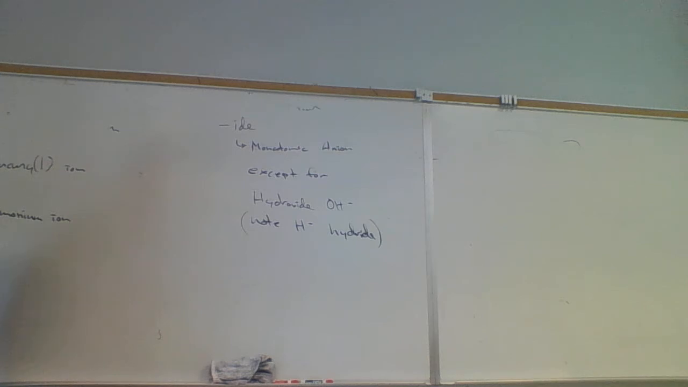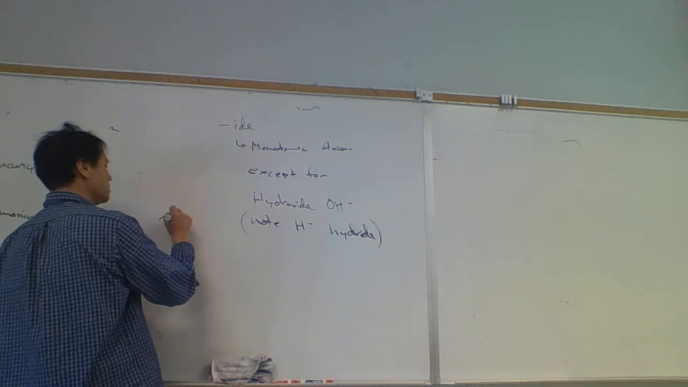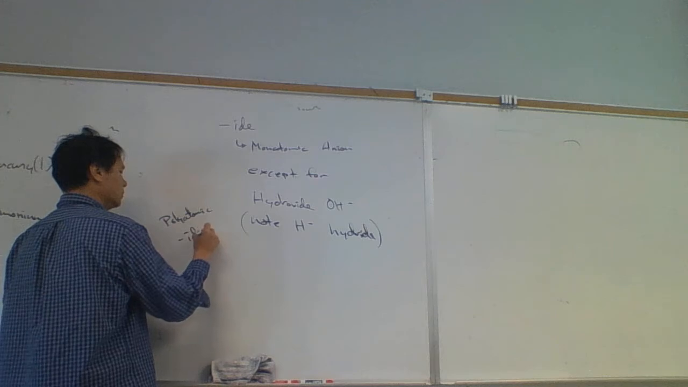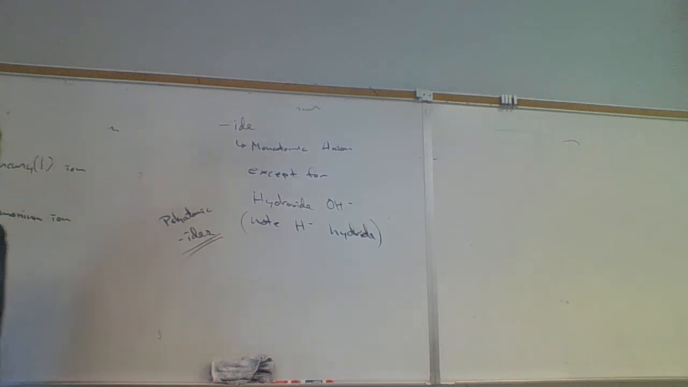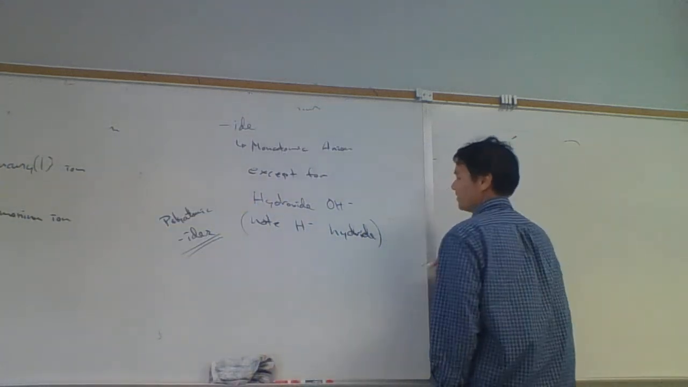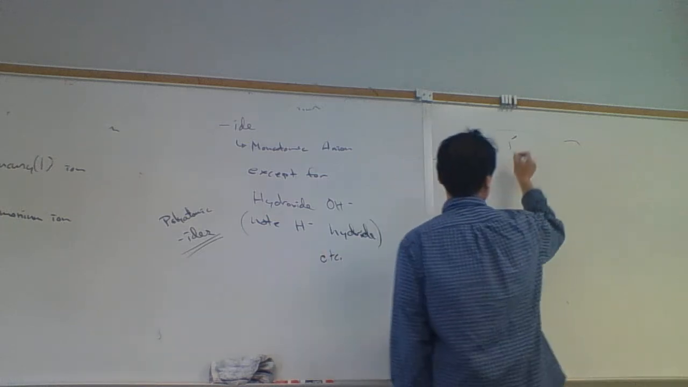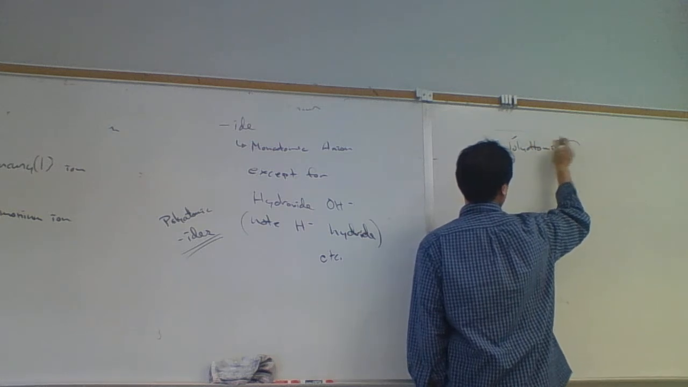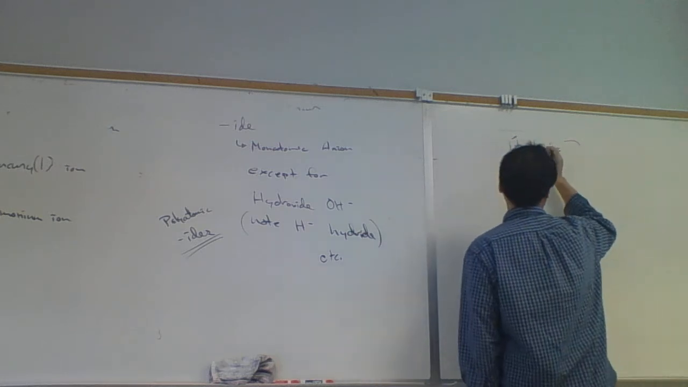What else do we need to know? Except for hydroxide, these are polyatomic ides. So we need to memorize the polyatomic ides. Hydroxide. So when we look at the polyatomic anions, polyatomic ions, well, let me just redo it.